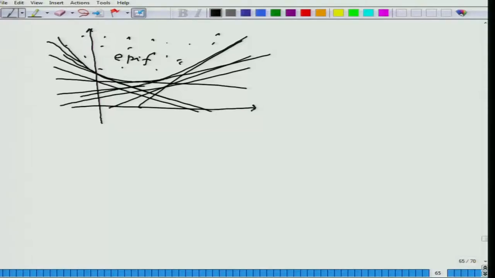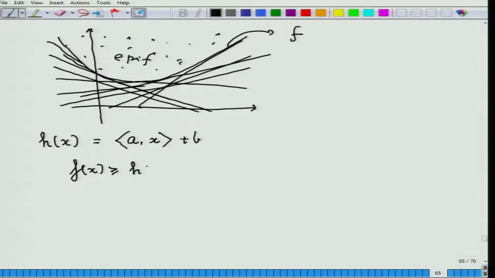So, what happens is that, take a convex function f, this is f, and then take affine functions of this form h such that f of x is greater than or equal to h of x for all x. So, here we are talking about affine functions, we are not talking about something vertical.